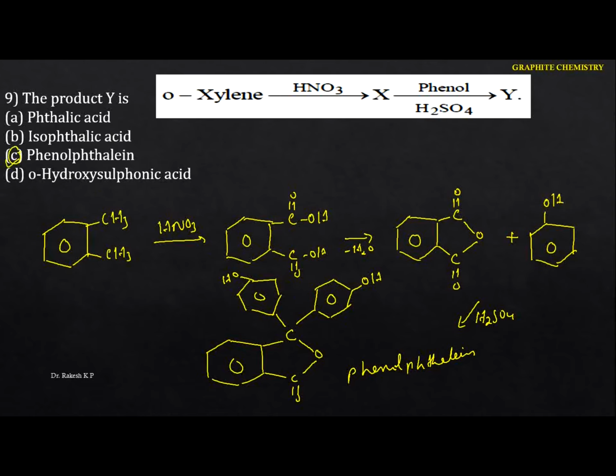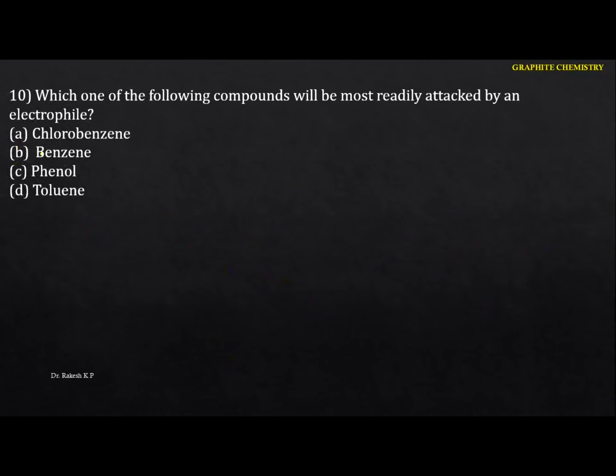Next one. Which one of the following compounds will be most readily attacked by an electrophile? Let me take this one here, chlorobenzene. That means you have to identify which one will be the more active benzene. The one thing we are having is chlorobenzene, and next thing is benzene, and next is phenol, and the next one is toluene.